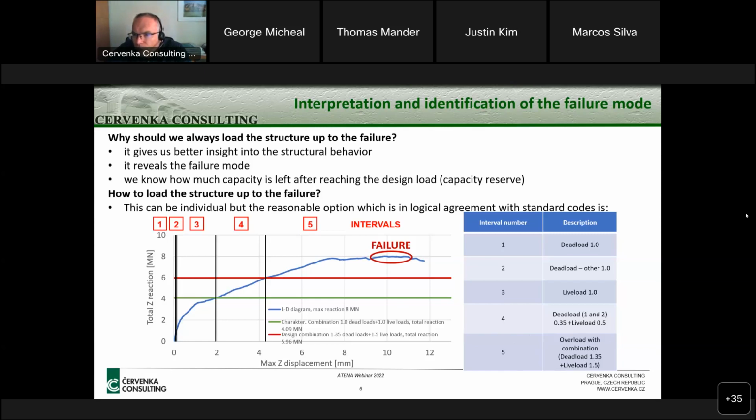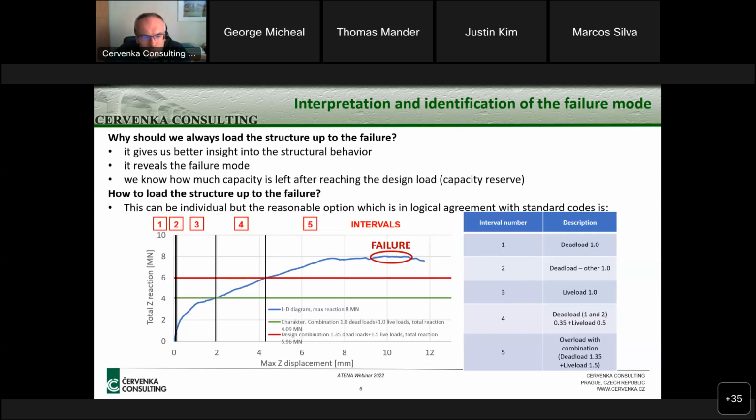Marcos Silva is asking, does the program understand that, for example, in the third interval, the dead load from interval 2 is still acting? Yes, ATENA software is incremental. So whatever forces you apply in one interval, it stays there. If I want to remove it, I have to apply it again with the negative sign. So typically you can apply it again with the multiplier -1 if you want to remove the load.